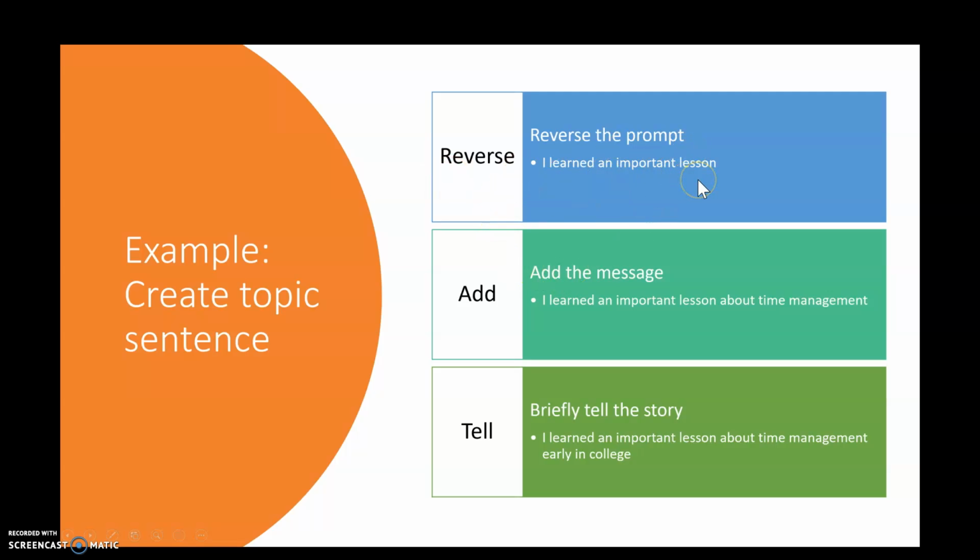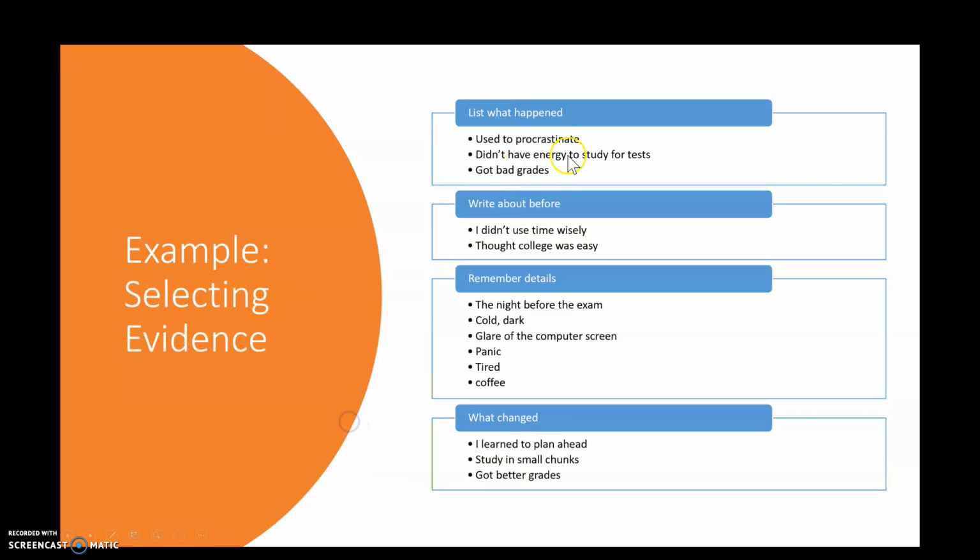So to create my topic sentence, I'm starting with reversing the prompt: I learned an important lesson. And then add the message about time management, and briefly tell the story early in college. In this case, I didn't want to go into too much detail about it, but I could say early in college when I stayed up way too late trying to study for an exam that I ultimately failed.